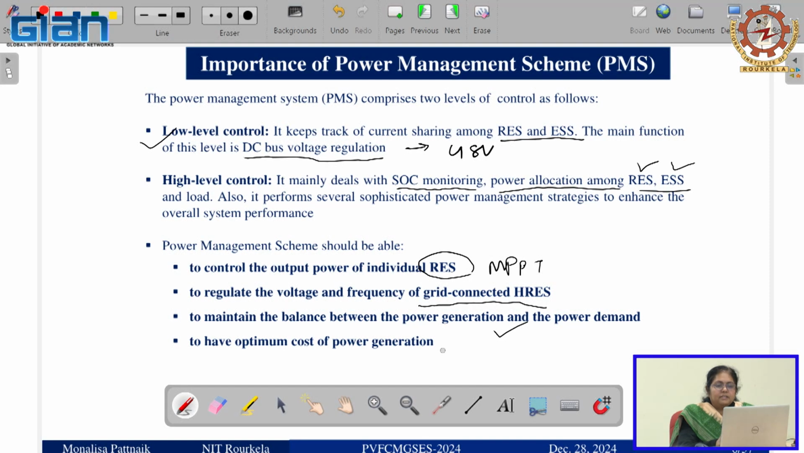This step we have also not considered here, that is to have optimum cost of power generation. You can use any higher optimization techniques to look at the cost point of view, but during the sizing analysis yesterday I showed one optimization method by minimizing the cost of generation. If you look at many papers, people have done a lot of work on this, but I am trying to keep it simple so that you can have an idea how to develop it from scratch. So this is the importance of the power management scheme.